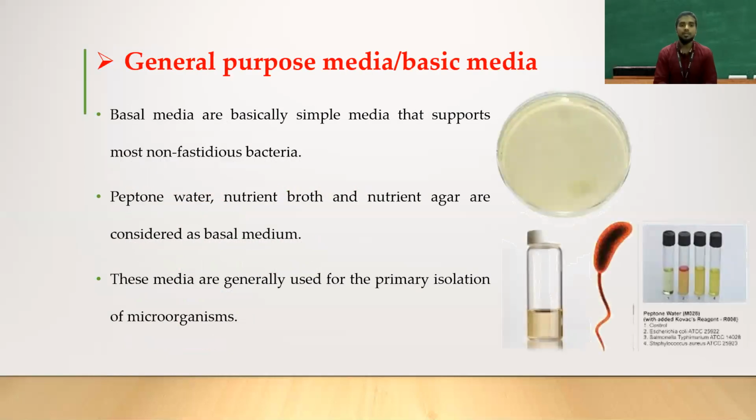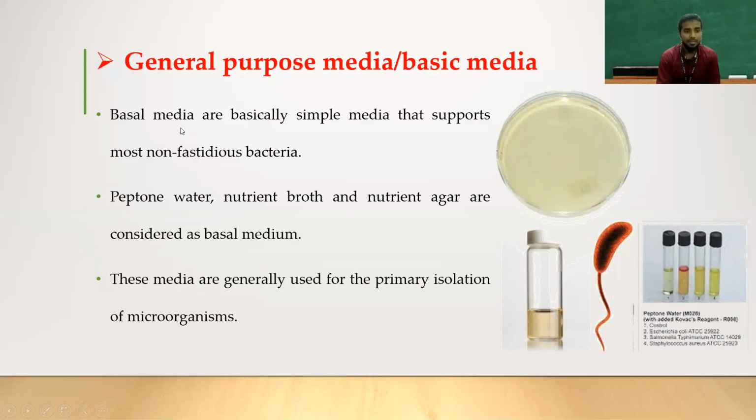So general purpose media or the basic media. For human beings, for survival, the basic thing that we need is food, and it can be rice. Rice is the basic food required for humans to survive. Similarly, for the bacteria to survive, it needs some basic requirements. That basic requirement can be peptone water, nutrient broth, and nutrient agar. So the petri dish that you see, the round one, is the nutrient agar, whereas this one is a peptone water.